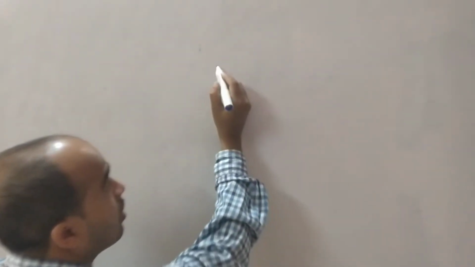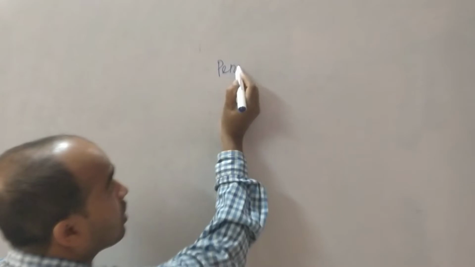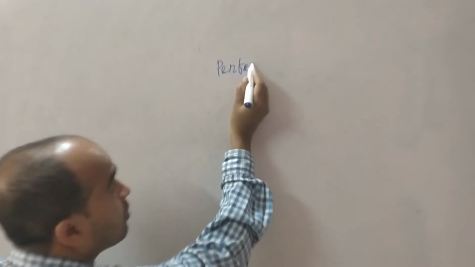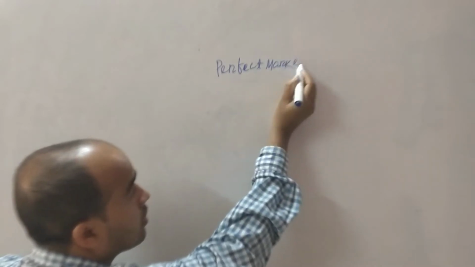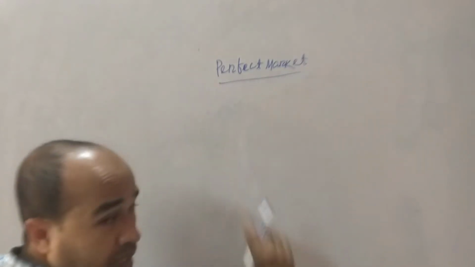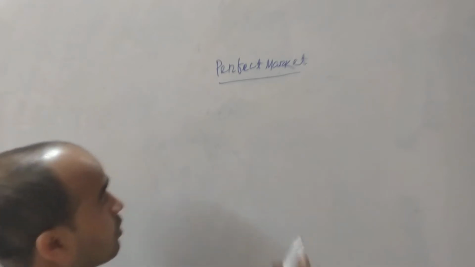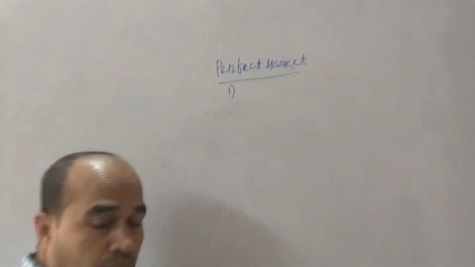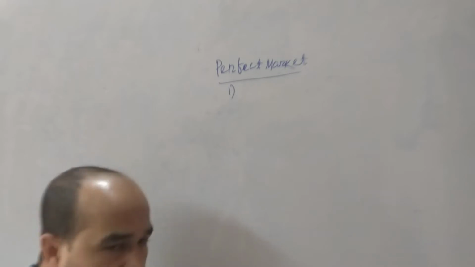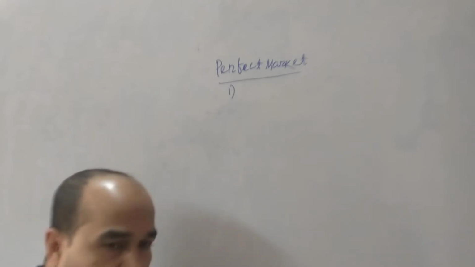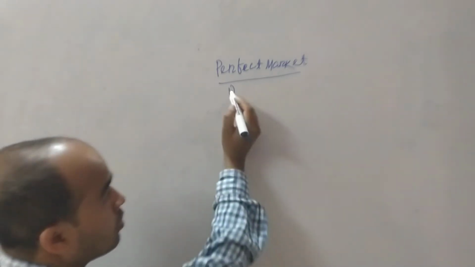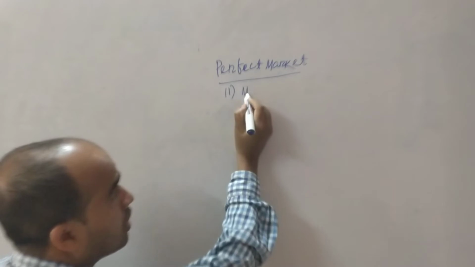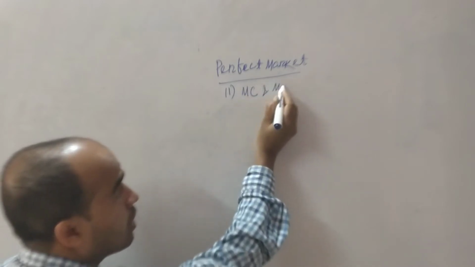The heading is perfect market. When you go through the perfect market, you find two approaches: one is the TC and TR approach, and the other is the MC and MR approach. Yesterday I taught the TC and TR approach. Today we will discuss the MC and MR approach.